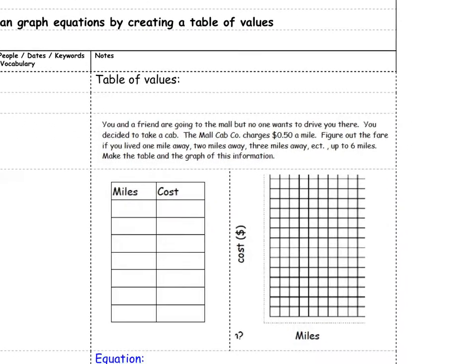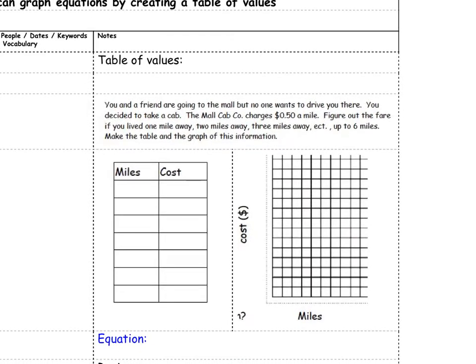So let's talk about a table of values. You and your friends are going to the mall, but nobody wants to drive you there. You decided to take a cab. The mall cab company charges 50 cents a mile. Figure out the fare if you lived 1 mile away, 2 miles away, 3 miles away, etc., up to 6 miles. Make the table and the graph of this information.